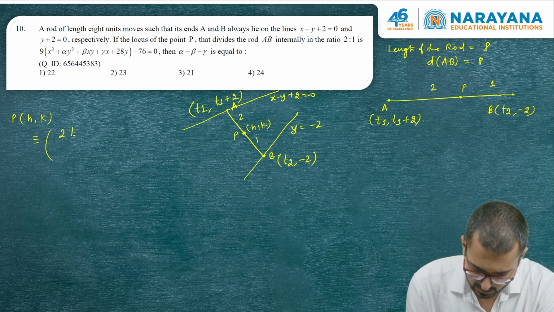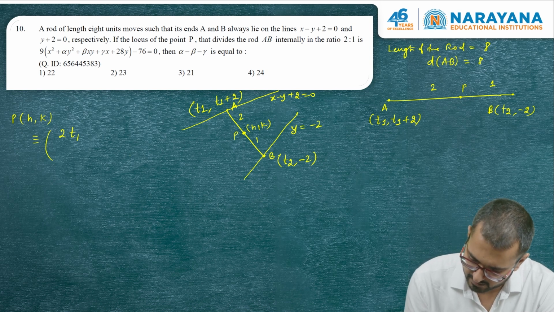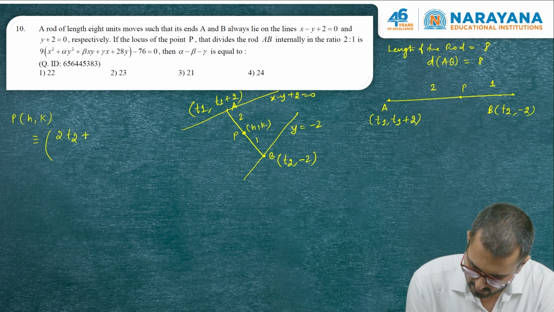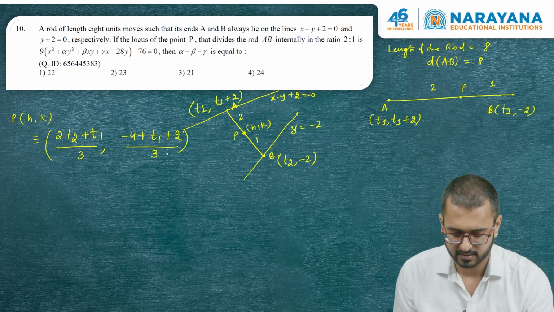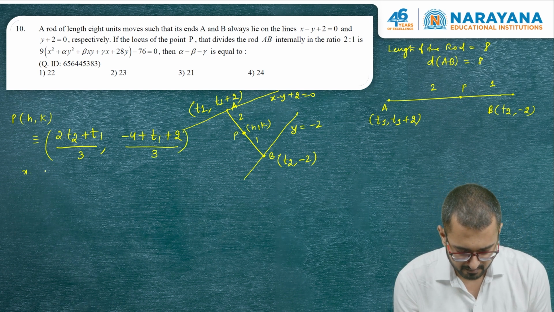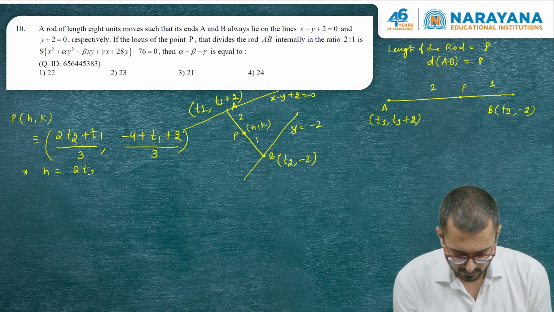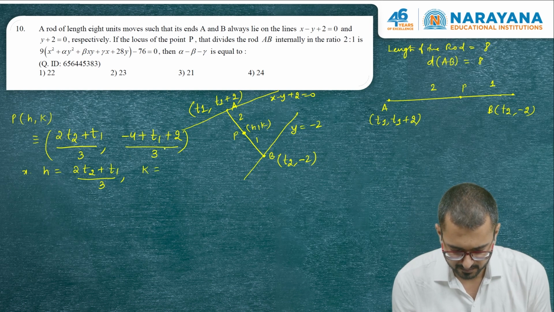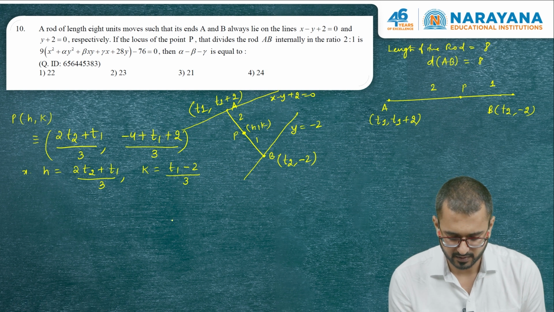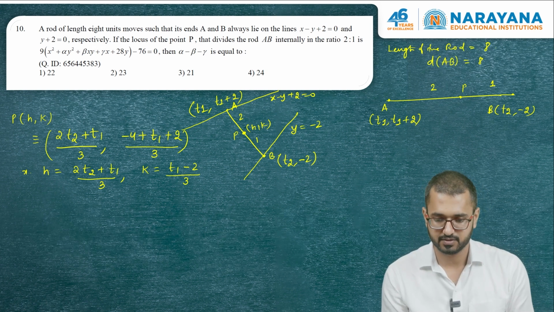It will give me 2 times t2 plus t1 over 3, comma, 2 times minus 2 plus t1 plus 2 over 3. So from here I am getting h is equal to 2 t2 plus t1 over 3, and k is equal to t1 minus 2 over 3. From here our goal is to eliminate t1 and t2. So I have to get h and k.